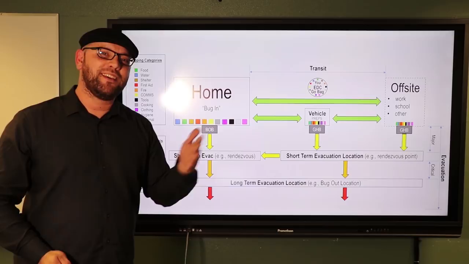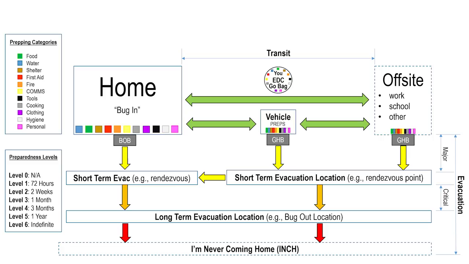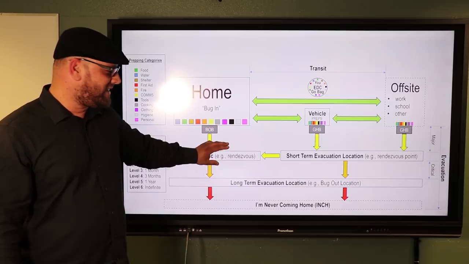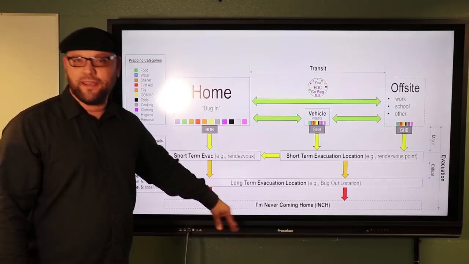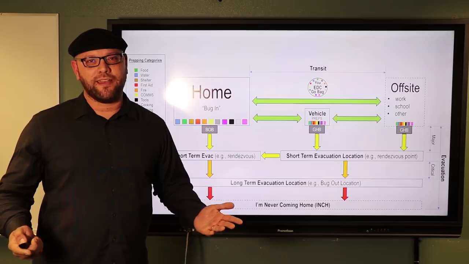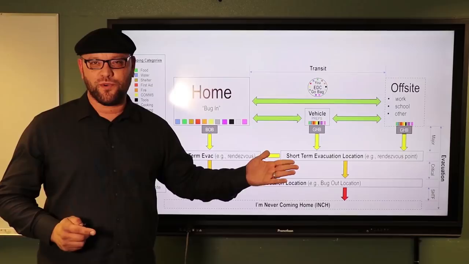So I'm never coming home. So yeah, just everything's gone bad. Your home's no longer safe. Your short-term evacuation location is never safe. Your long-term evacuation location, your bug out location, is no longer safe. And so you basically have to go Mad Max style. I'm never coming home. And that'd be a bad time. For me, that's a true SHTF scenario where it's just the end of the world as we know it, and you're never coming home from there.